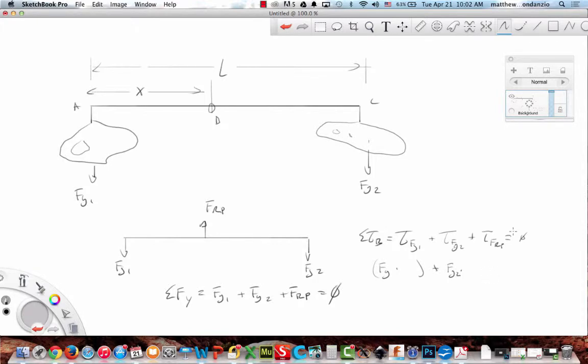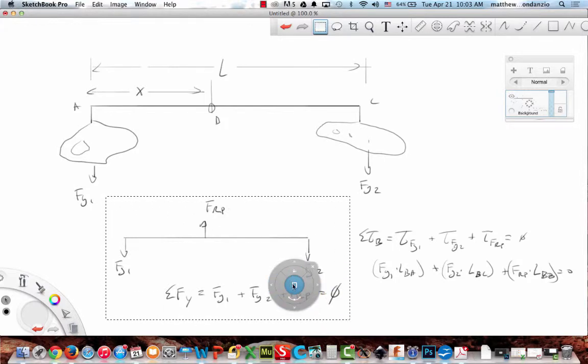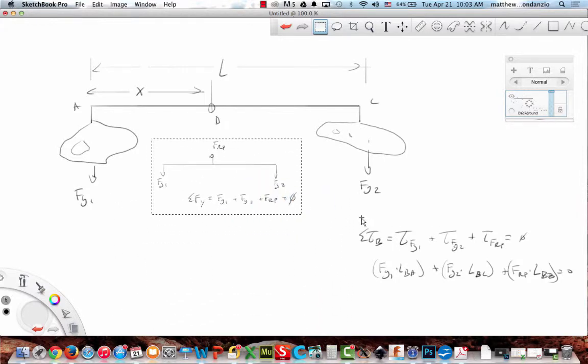Let's just say Fg1 times L A to B, right? Or let's even say B to A, so we're clear about the orientation. So L B to A, Fg2 times L B to C, right? Plus FRP times L B to B, right? Equals 0. Does everyone see that part? Okay, I'm going to shrink this down.